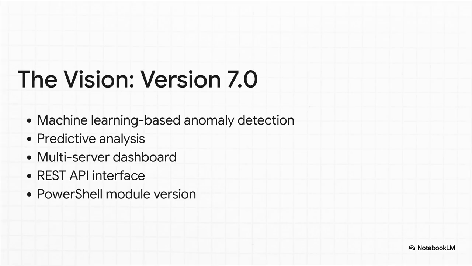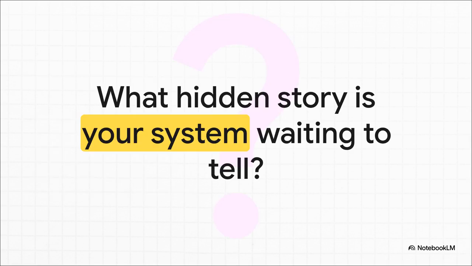And if we look even further down the road to version 7.0, the vision just gets bigger and bolder. The plan is to integrate machine learning for way smarter anomaly detection, predictive analysis, and huge enterprise-level features like a multi-server dashboard and even a full REST API. So all of this really brings us to one final thought. With a tool this powerful, a tool that can take millions of cryptic logs and turn them into a clear, understandable story, it really just leaves one question, doesn't it? What hidden story is your system just waiting to tell?